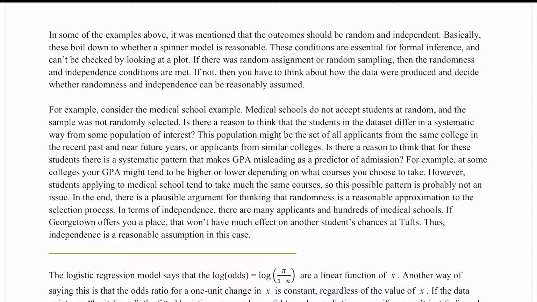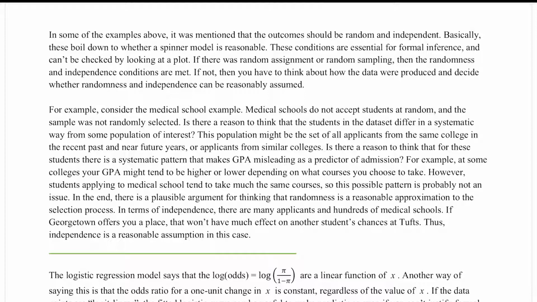And so unlike before where we could look at a quantile plot or a residual versus fit plot, there is no plot we can look at to determine whether randomness and independence are met. We just really have to think about how the data were produced. And again, you can kind of go down a rabbit hole with this, but if you have random assignment or random sampling, or gosh, imagine if you could have both, then you're pretty much set and your conditions are met. Otherwise, you have to just think about it.